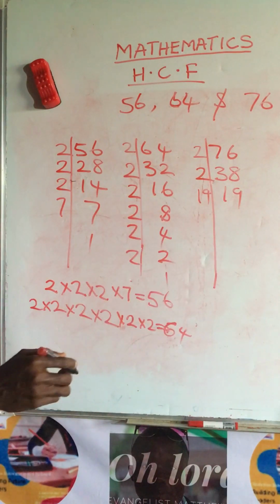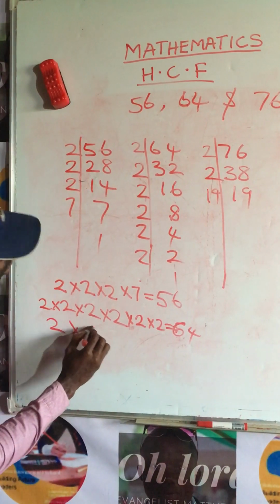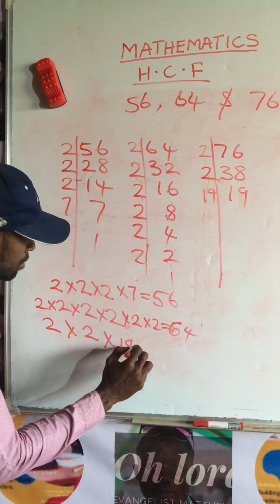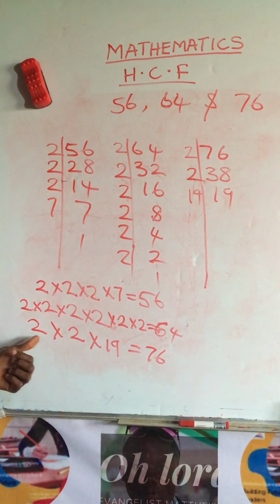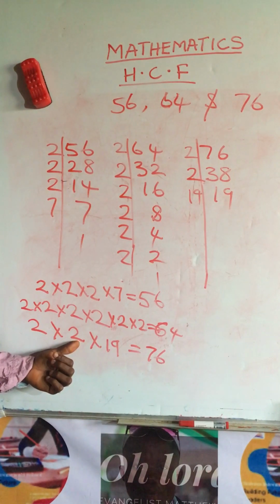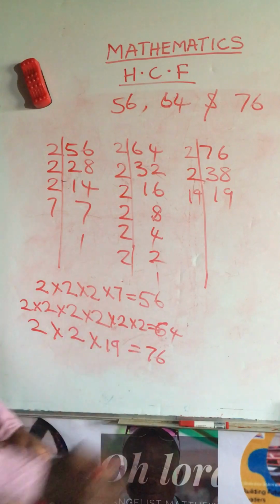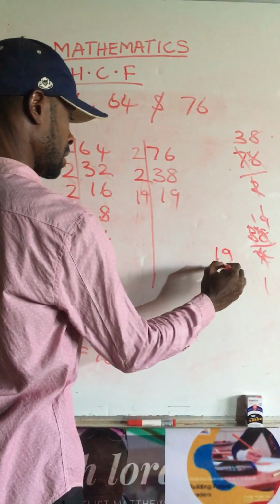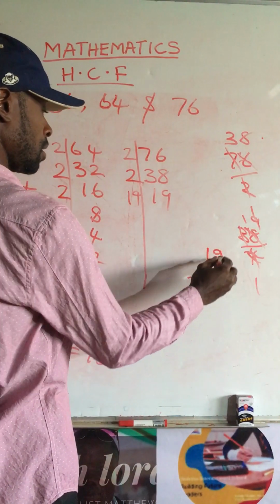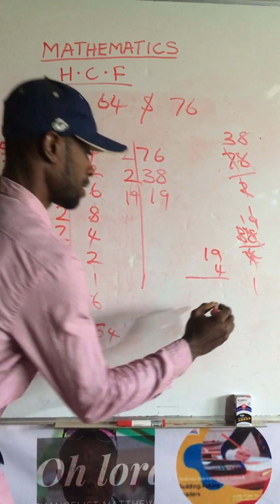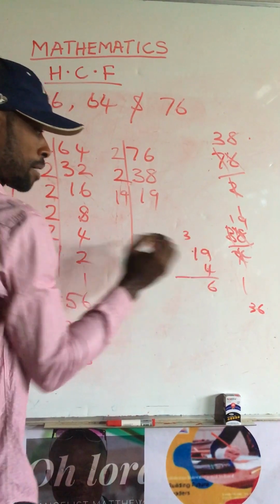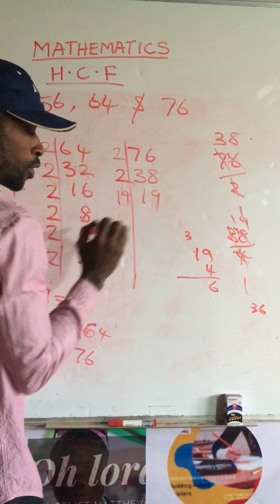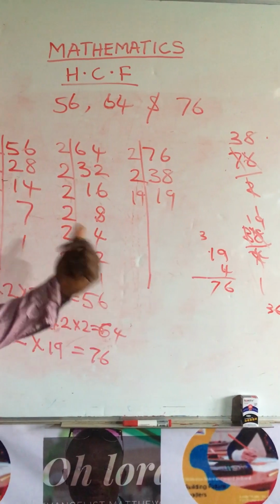So let's proceed. We have 2 times 2 times 19 is equal to what? 76. 2 times 2 is 4. Can 19 times 4 give us 76? Let's work that out. 9 times 4 is 36. So you write your 6 and carry 3. 4 times 1 is 4. 4 plus 3 is 7. So that means we are correct.